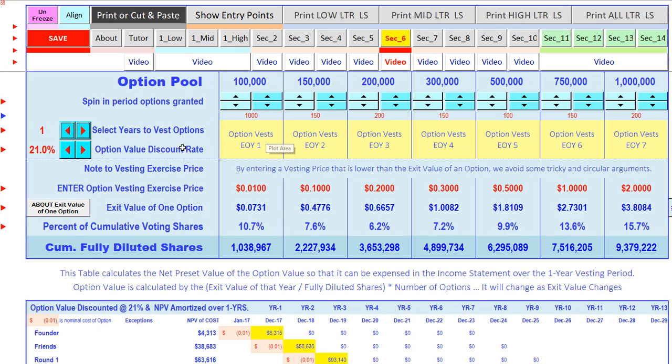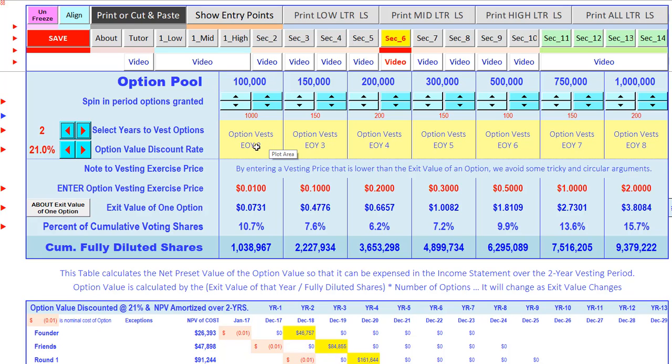And if we had a 1-year vesting period, the option would be granted at the beginning of the year, and it says option vests end of year 1. Watch what happens when we go to the next period. It says option vests end of year 2. That's because this is also a 1-year vesting period. So all of these would be vested at the end of the period in which they were granted.